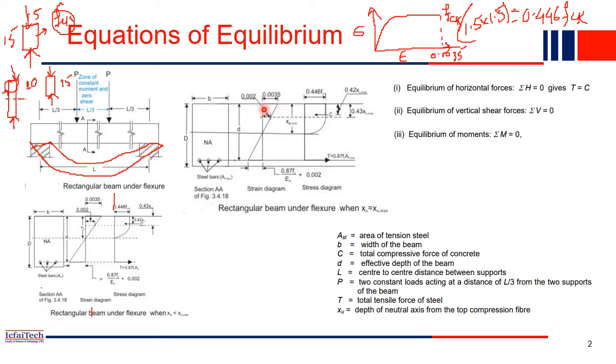Here you can see the maximum strain is 0.0035, and corresponding to it the maximum stress is 0.446 FCK. That's what we discussed, right? This point is 0.446 FCK. How did we get it? We divided FCK by 1.5 because of size effect, and by another 1.5 because of the partial safety factor of concrete. This is the compressive stress block, and at the bottom you have the tension stress block. As I mentioned, from the strain diagram you can see that below the neutral axis the entire area is subjected to tension, whereas the top portion above the neutral axis is in compression, right?